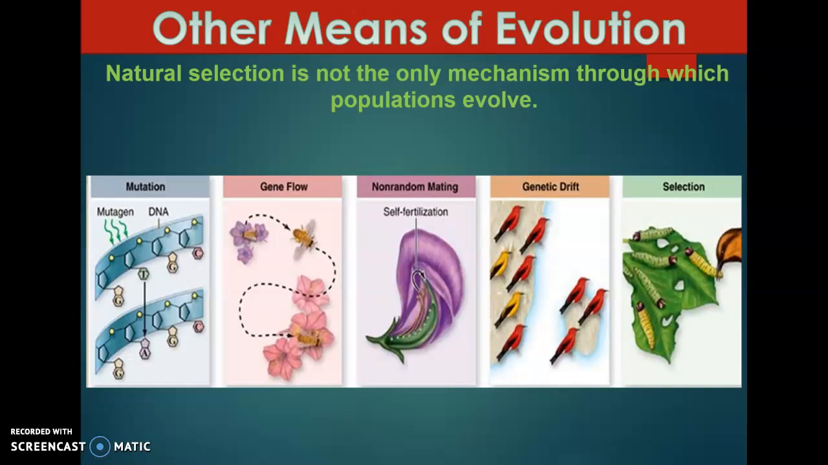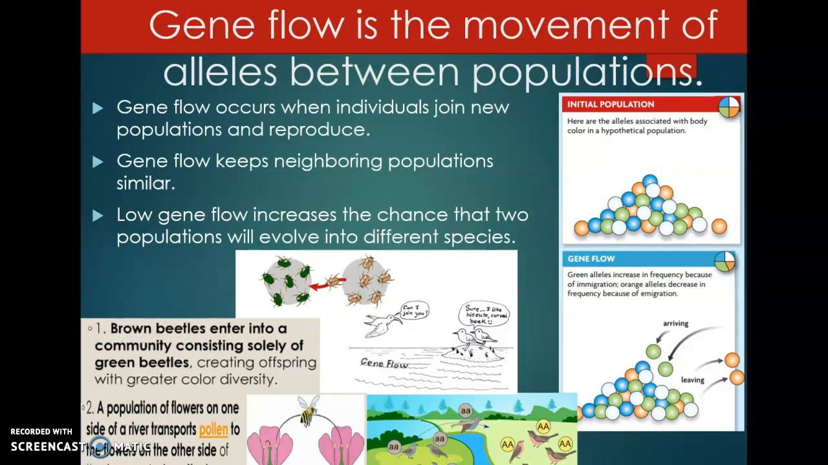Okay, next we're going to look at other means of evolution. So other means of evolution, we're going to go beyond Darwin's natural selection, and we're going to go past possible mutations, and we're going to look at something called gene flow and genetic drift and non-random mating, which is also referred to as sexual selection. So we'll start with gene flow.